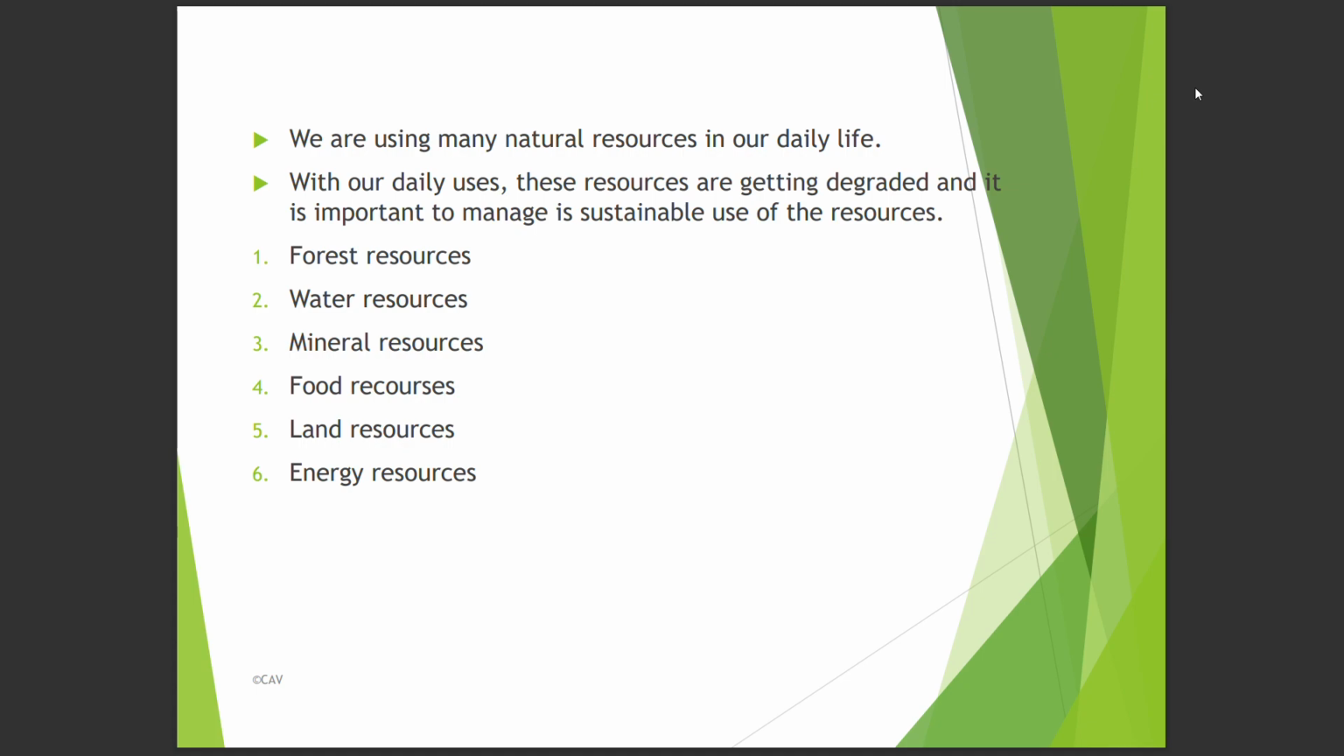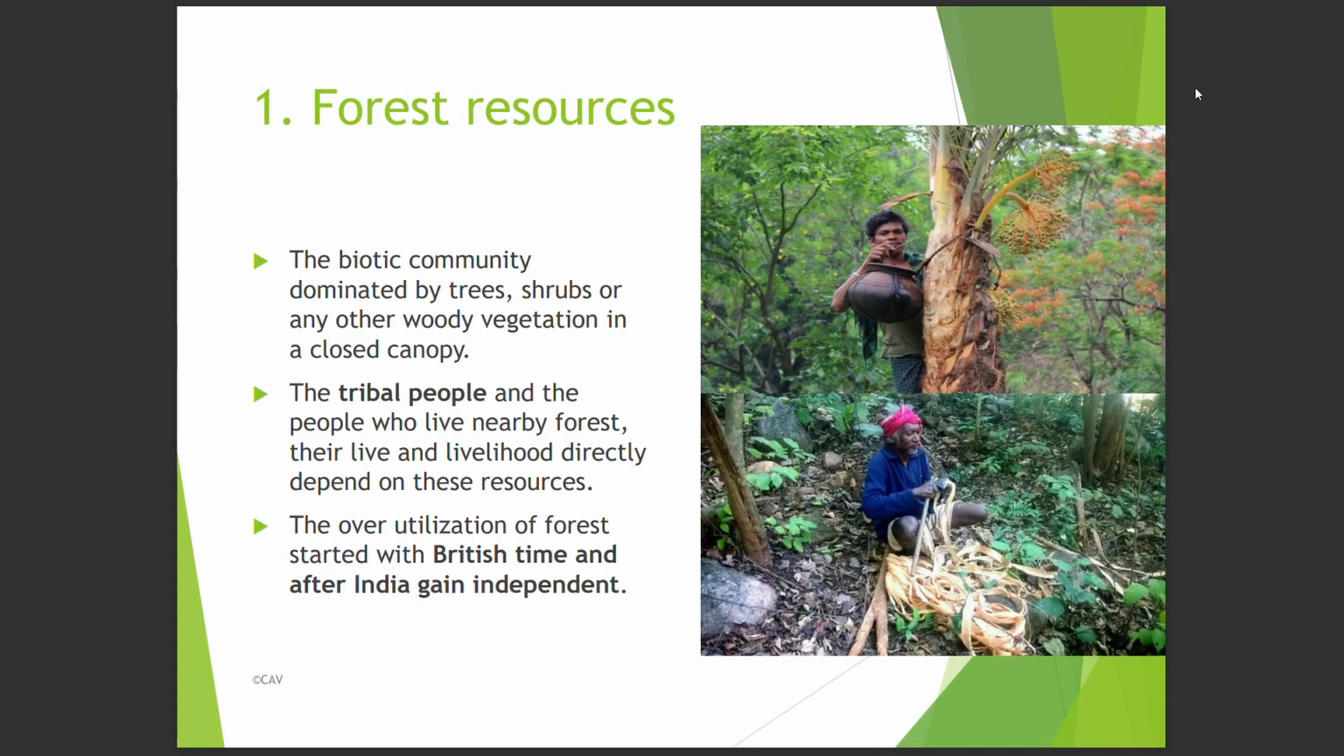We are using many natural resources in our daily life. With our daily use, these resources are getting degraded and it is important to manage sustainable use of the resources. Six types of resources are provided here. Let's check them. First is forest resource.